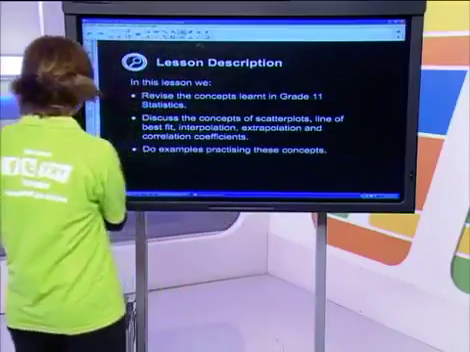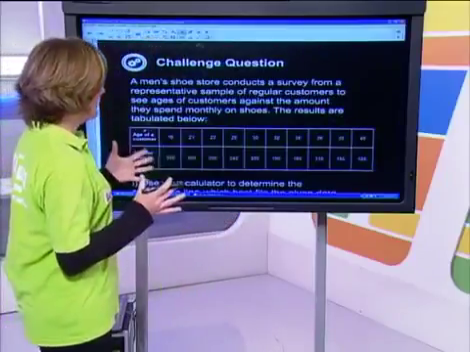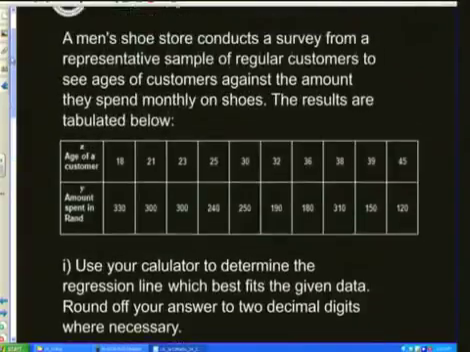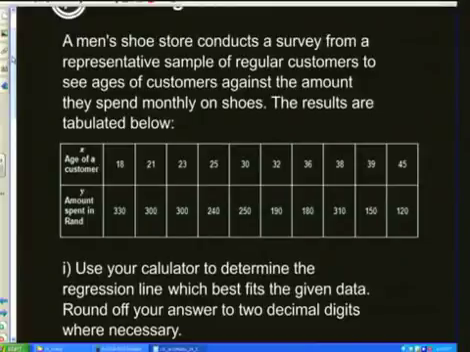Okay, so we've got a challenge question, which without having done the exercises just yet might look a little bit strange, but I want you to take note of it. And as we're going through the exercises, see if you can give this a go, and at the end we'll see how you managed. A men's shoe store conducts a survey from a representative sample of regular customers to see ages of customers against the amount they spend monthly on shoes.